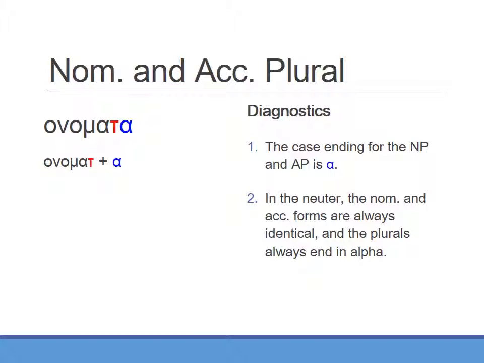In the nominative and accusative plural, the case ending is alpha. This is consistent for all neuter nouns of all declensions. The nominative and accusative plural of any neuter noun will end in alpha. So the case ending alpha is simply added to the noun stem. Onomat plus alpha, onomata.